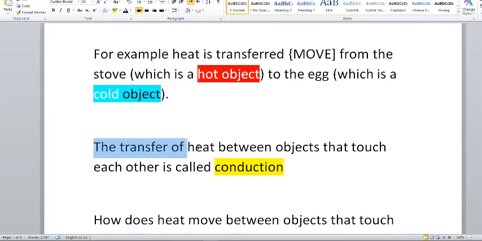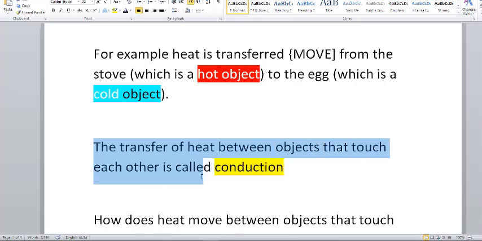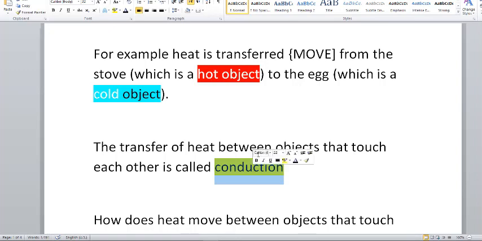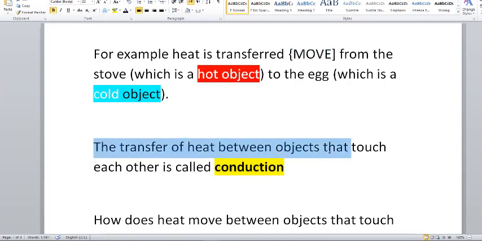The transfer of heat between objects that touch each other is called conduction. What is conduction? Conduction is the transfer of heat. That means it's the movement of heat, the way the heat moves. Transfer, I said it means move. If you have two objects and they touch each other, the way the heat moves is called conduction. And how does it move? From the hot object to the colder object.